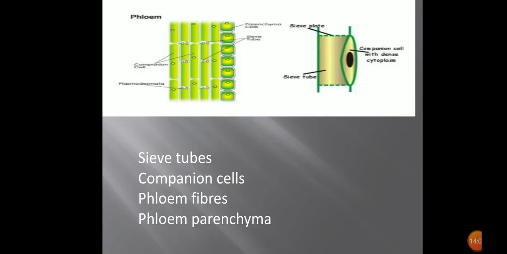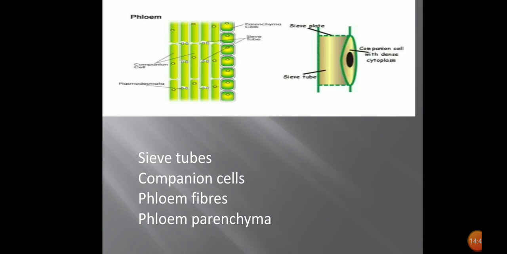Now let us see the second complex permanent tissue, which is phloem. Phloem is made up of four types of elements: sieve tubes, companion cells, phloem fibers and phloem parenchyma. Sieve tubes are tubular cells with perforated end walls. In phloem, unlike xylem, materials can move in both directions. In xylem everything moves in only one direction, but in phloem it moves in both directions, okay?